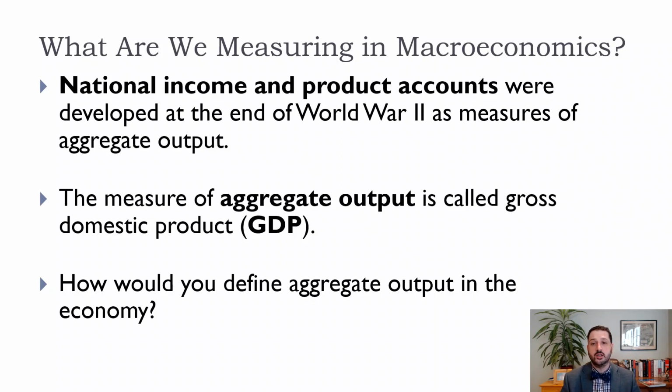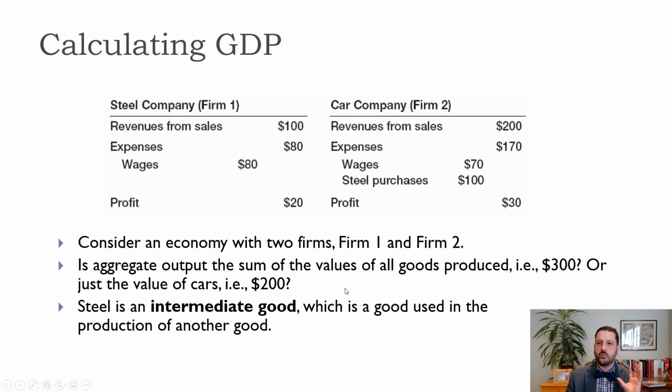So we're going to start here measuring aggregate output, or gross domestic product. Gross domestic product, usually referred to as GDP, is a measure of the value of everything we produce in an economy. So we have to define what the economy is in a certain time period, and it's almost always a year. So let's think about how we might do that.